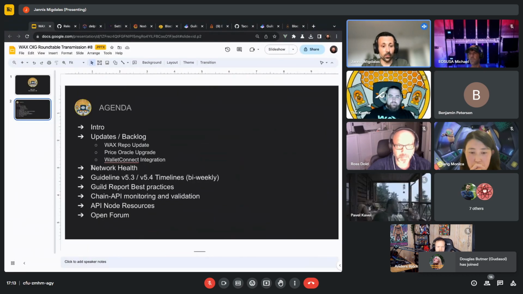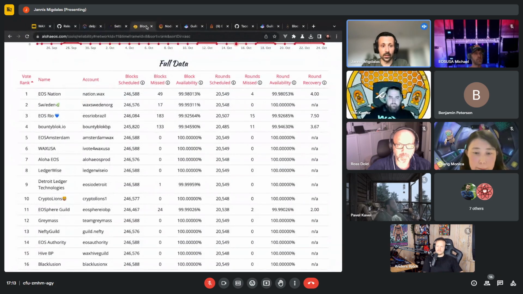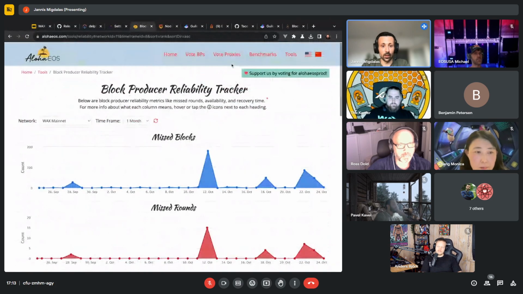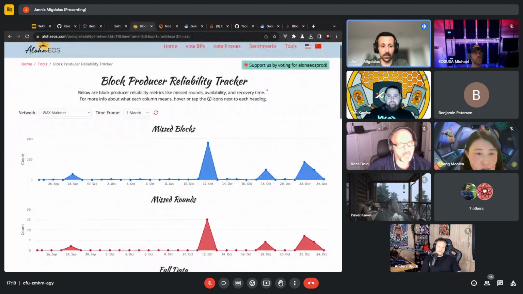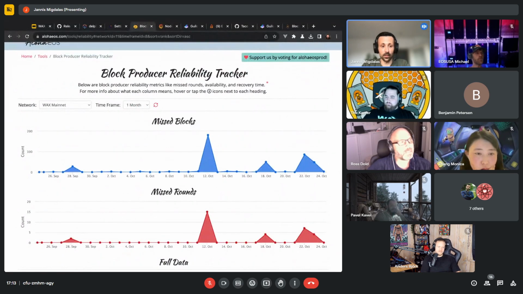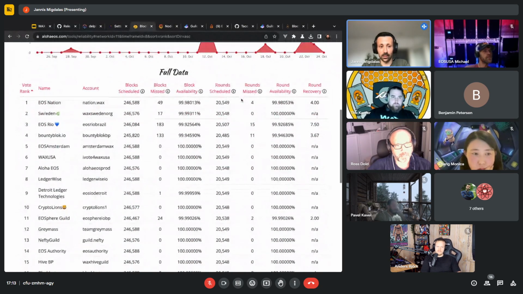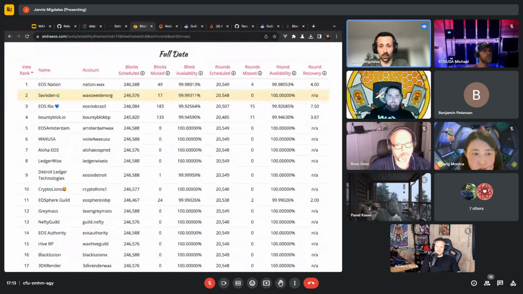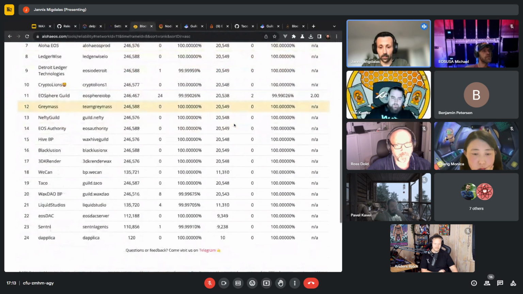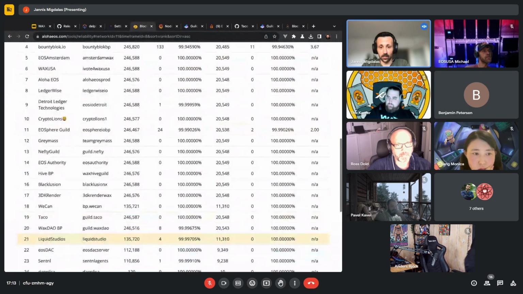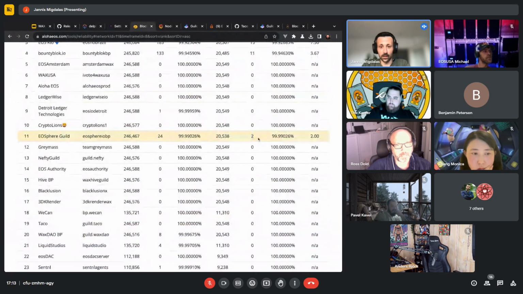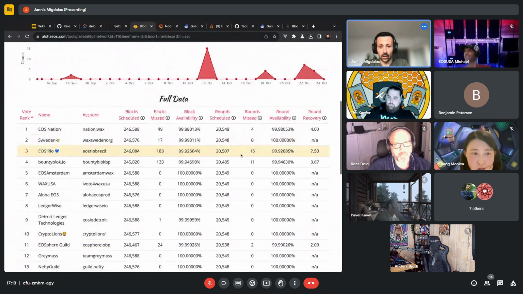Okay, next on the agenda, we are looking at the network health as usual. Let's start with our block producer reliability tracker, sponsored by Aloha EOS. Looking back at the past month, we see that we had some issues with some rounds missed. Overall, we're doing pretty fine, except a minor incident EOSphere had with, I think, internet connection going down.